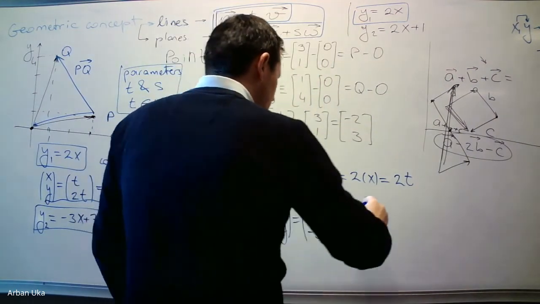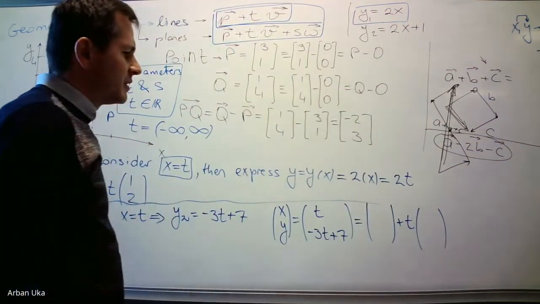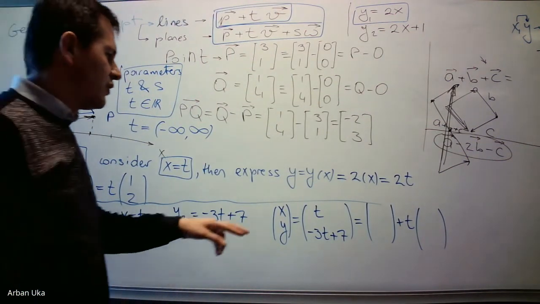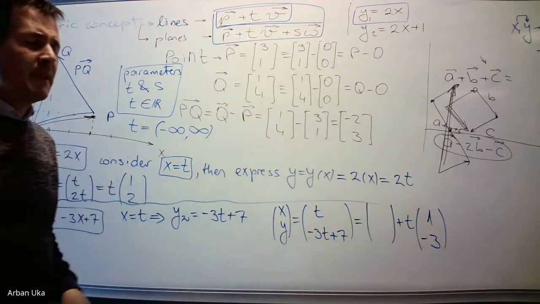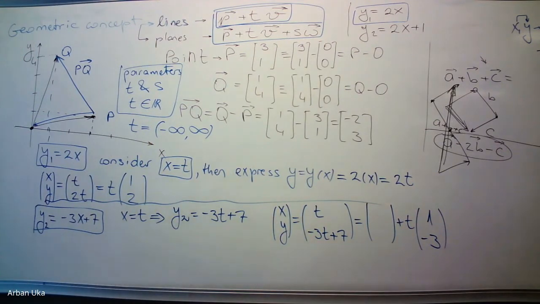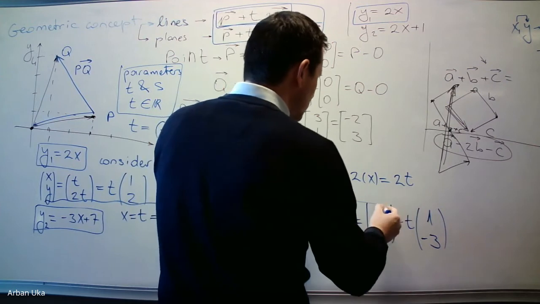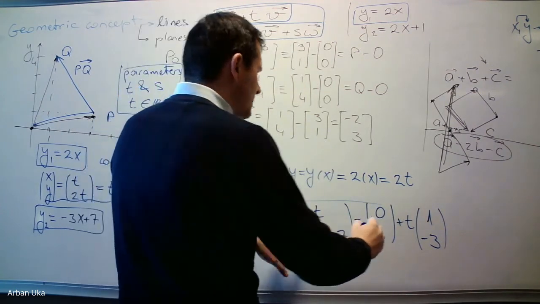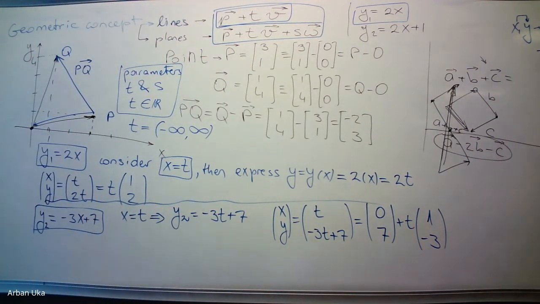So we're going to have a vector here plus t times some other parameter. What is the best way to do it? First of all, we need to put here 1, and here we have minus 3. Now, when are two matrices equal to each other? Whenever each element would be equal. So t is equal to t, so this is 0, and this is 7. That is correct. Okay.